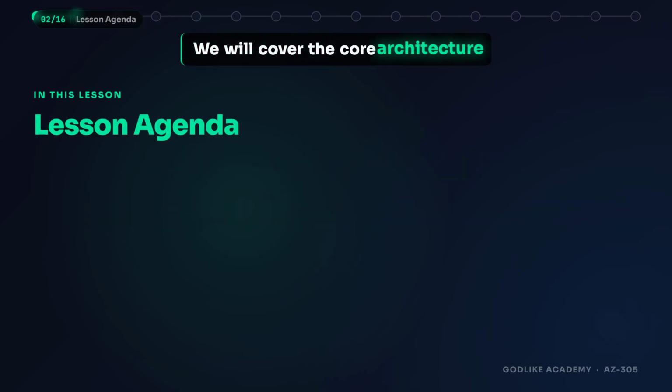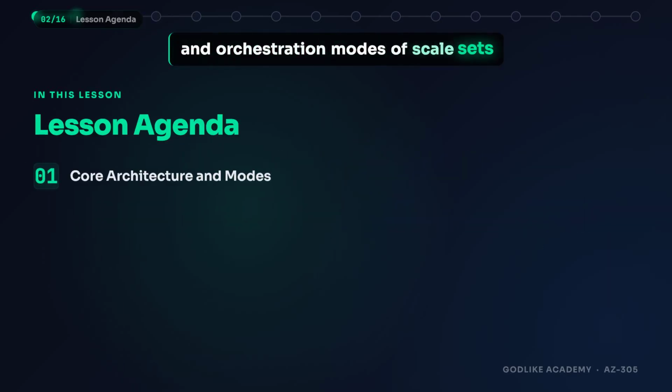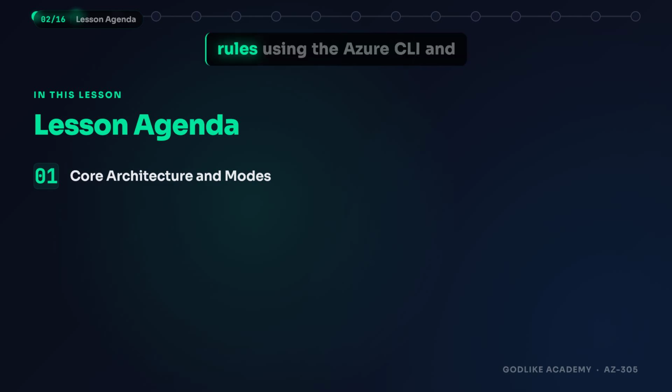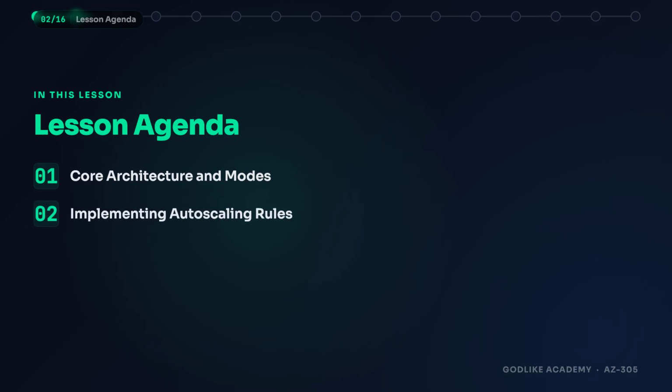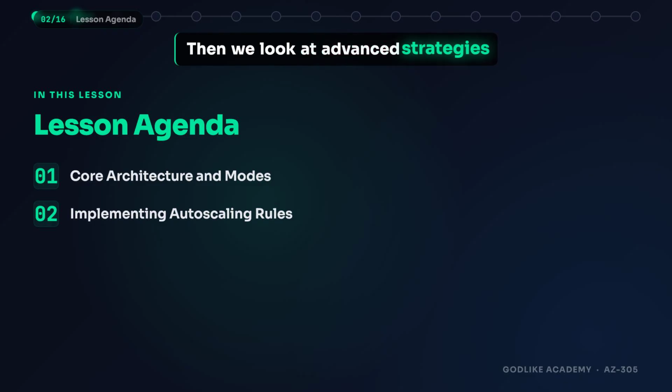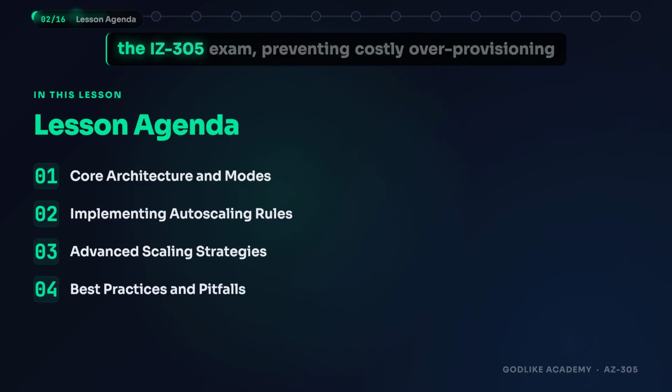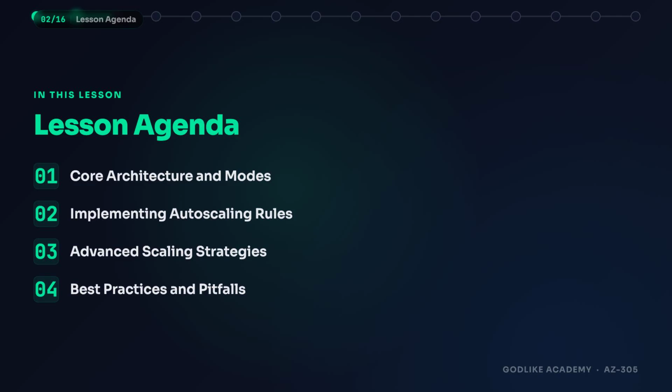We will cover the core architecture and orchestration modes of scale sets first. Next, we dive into implementing auto-scaling rules using the Azure CLI and JSON configurations. Then, we look at advanced strategies like predictive scaling and custom metrics from Application Insights. Finally, we review best practices to ensure your solution is robust for the AZ-305 exam, preventing costly overprovisioning during unexpected traffic surges.